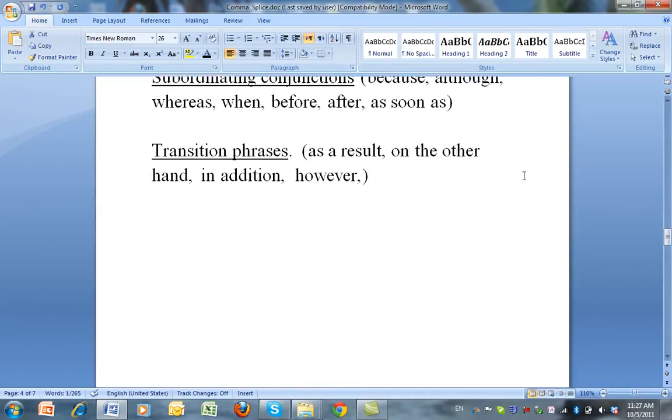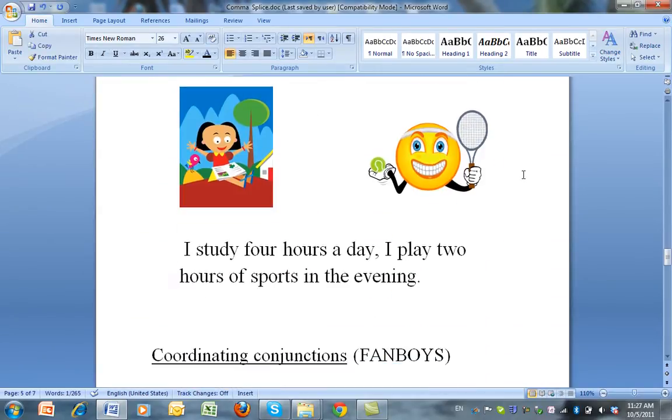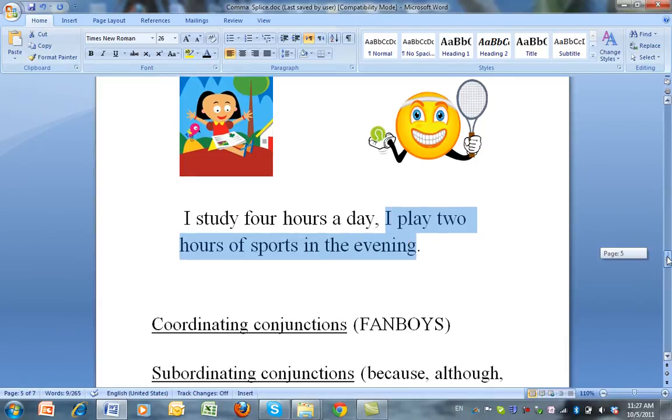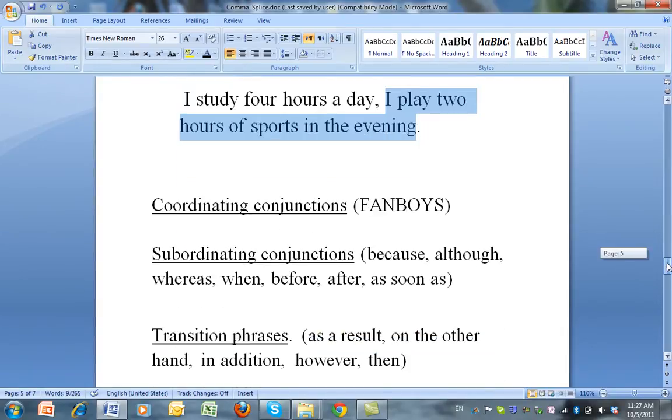All right. I think we're doing well. Last sentence. I study 4 hours a day. I play 2 hours of sports in the evening. The question is, what is the relationship between these two sentences? Well, it depends on how you look at it, and it depends on you.